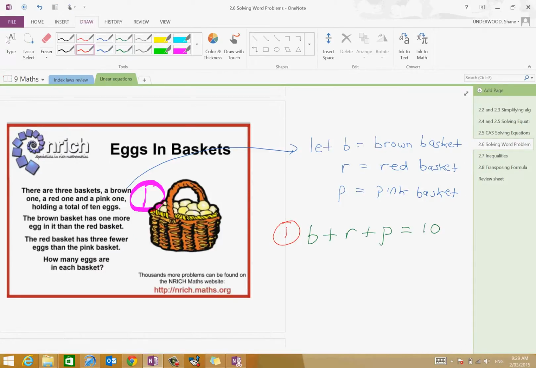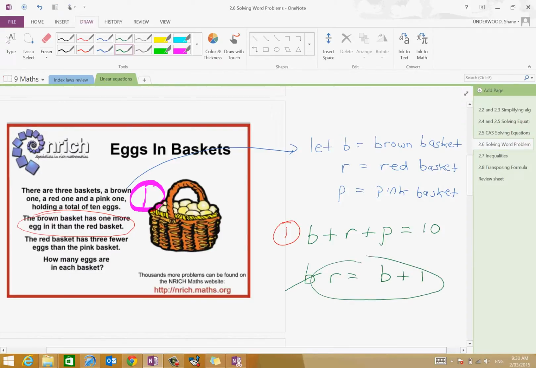Now, the brown basket has 1 more egg in it than the red basket. So suddenly, if I add 1 to B, isn't that going to be equal to R? Or is it the other way round? Is this correct? R is equal to B plus 1. Yes. Is that correct? It's the other way around. You've got to be careful. Think about it. Try it.